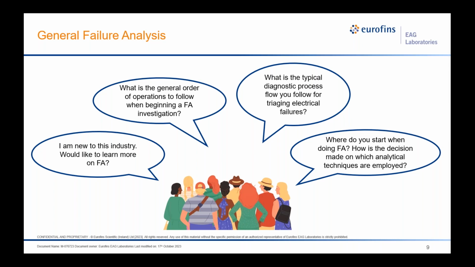So starting from the question bubble on the left, I'm new to this industry and would like to learn more about FA. What is the general order of operations to follow and begin a FA investigation? And what is the typical diagnostic process flow you would follow for triaging electrical failures? Where do you start when you're doing FA? How is the decision made on analytical techniques employed?